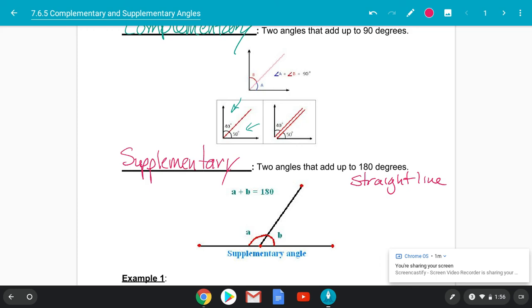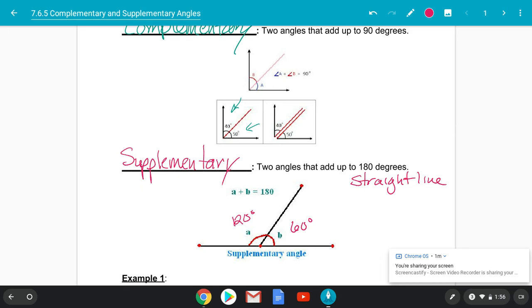Here we see an example of supplementary angles. Because the angle A is obtuse, meaning that it's more than 90 degrees, I could perhaps say that this was 120 degrees. Then for angle B, in order for these to be supplementary, they need to add up to 180 degrees. This would be a 60 degree angle because 120 plus 60 gives us 180 degrees.